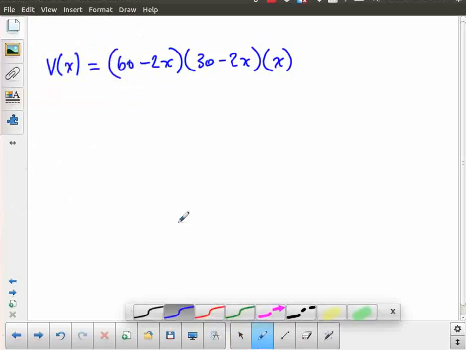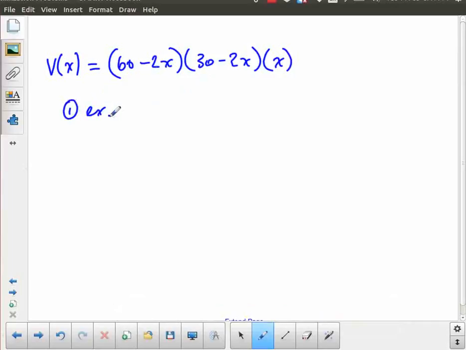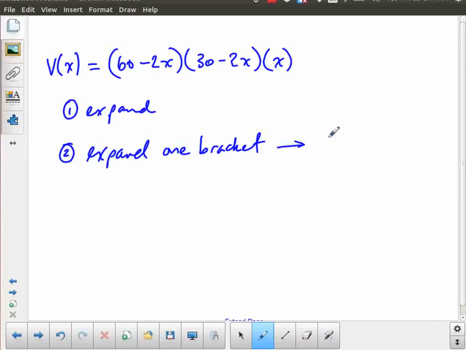And so now, what are some options? So one, I could just expand everything. And that's doable. This is going to turn into a cubic. It's not terrible. A second that I could do is I could expand one bracket, and that would give me v of x.